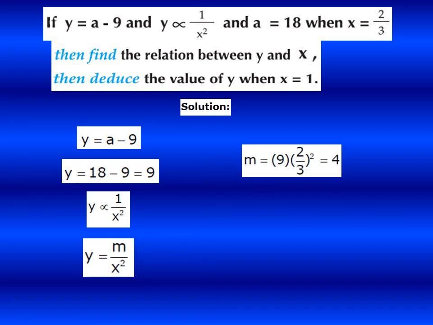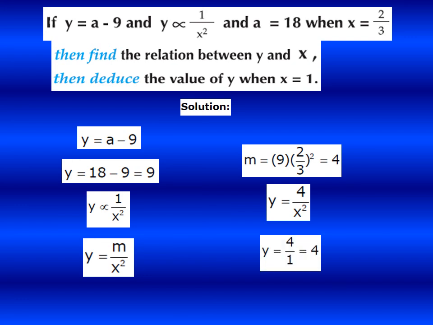Then m equals x to the power 2 times y. That means 9 multiplied by 2 over 3 all to the power 2 equals 4. Then the relation between y and x is y equals 4 over x squared. If x equals 1, then y equals 4 over 1 to the power 2 equals 4 over 1 equals 4.